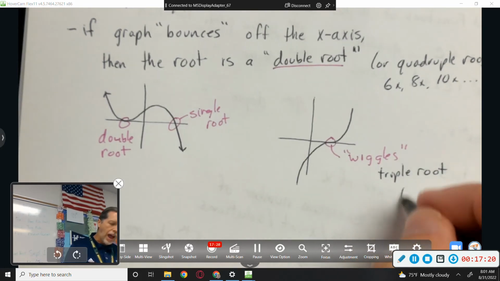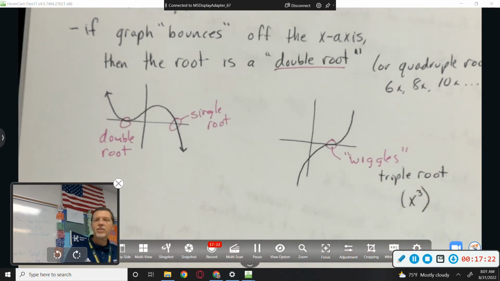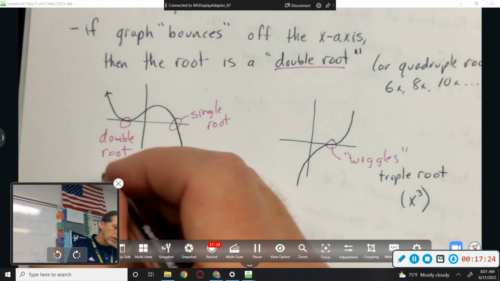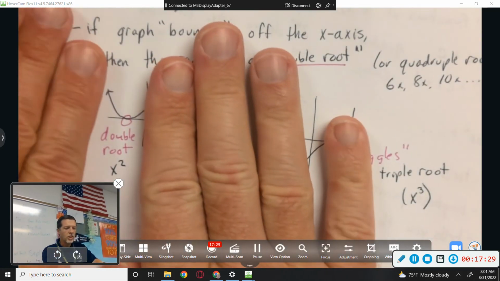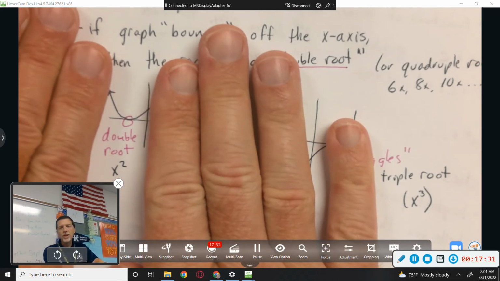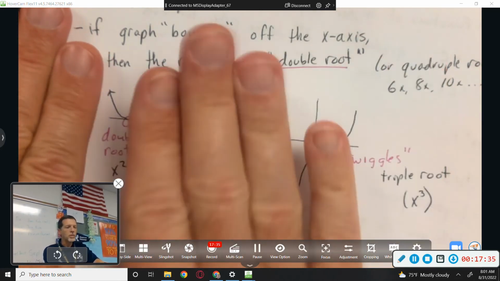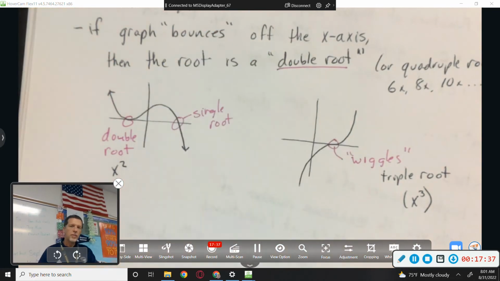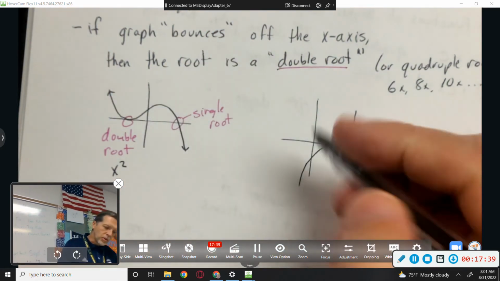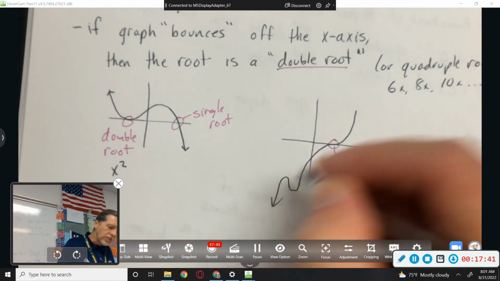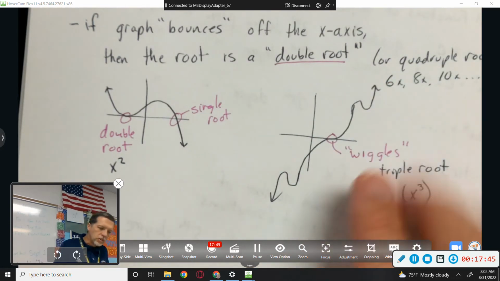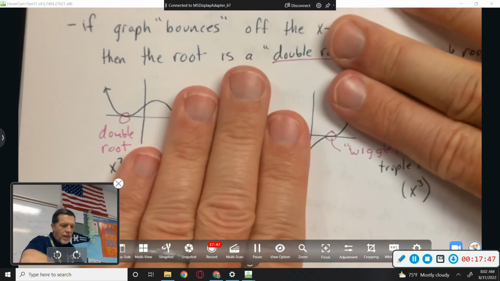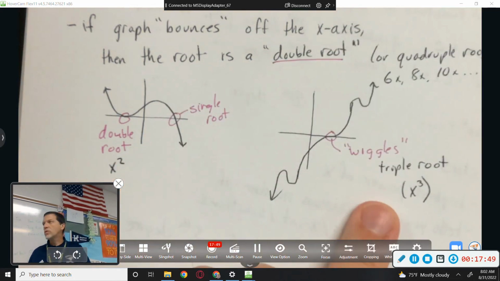And again, how you remember that is that it looks like x cubed. And this double root looks like x squared. Don't look at the whole graph. If you just look close to the double root, it looks like a parabola. Away from the root, who knows what it's doing, but it looks like a parabola right there. Just like on this triple root, who knows what else this thing is doing. It might be doing crazy stuff. But if it wiggles while it goes through, that looks like an x cubed, so it's a triple root.